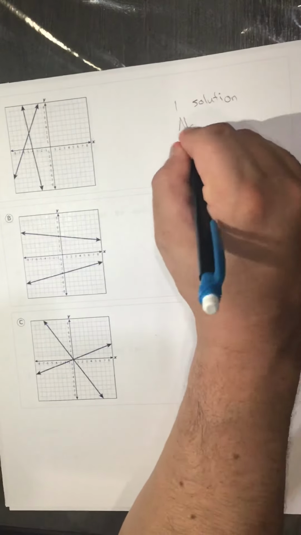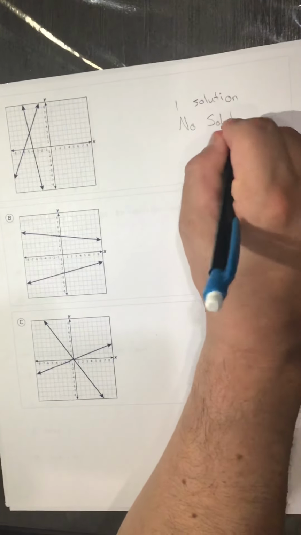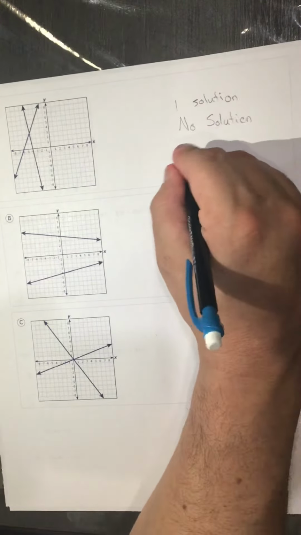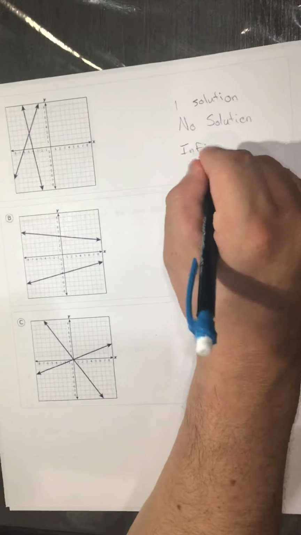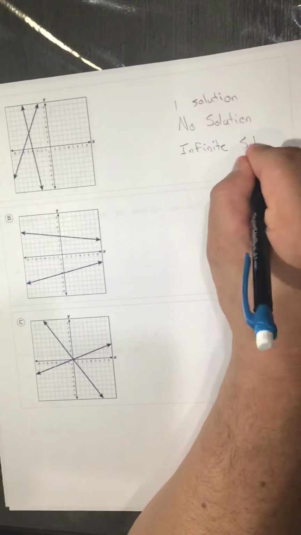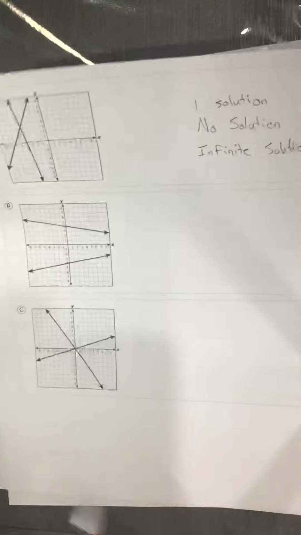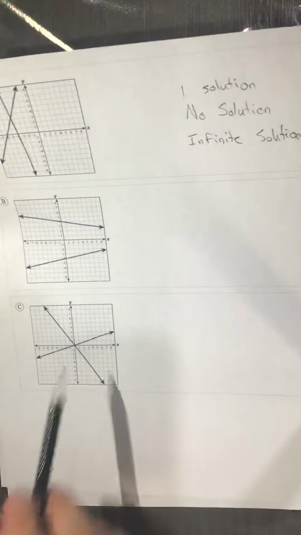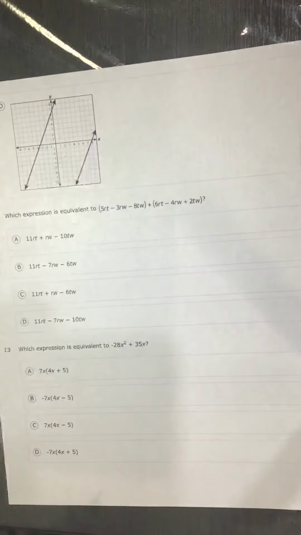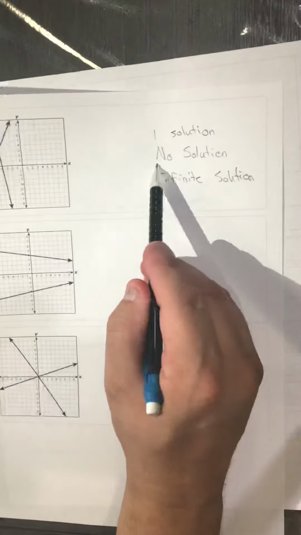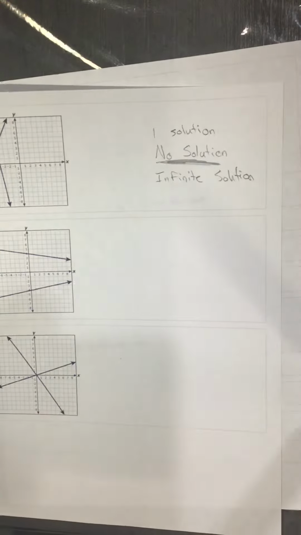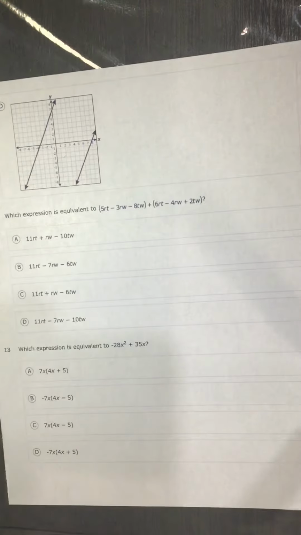You should know what no solution looks like. And you should know what infinite solutions look like. If you know what those look like, you should be able to, just by looking at these graphs, say that one has that solution, that one has that solution, that one has that solution, and that one has that solution. Which of my answers is no solution? And I'll leave it at that.